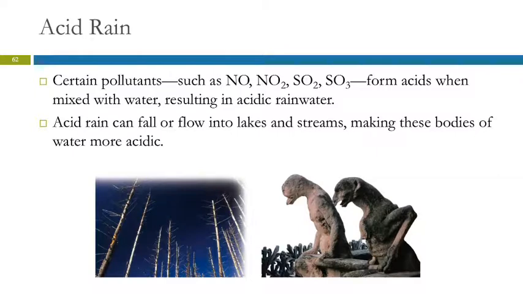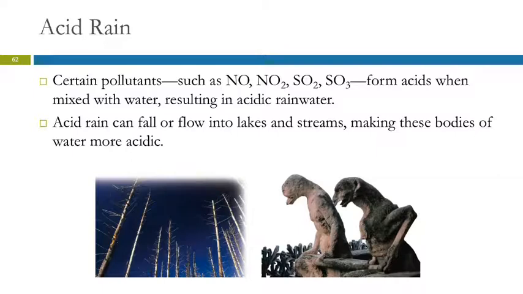So some pollutants, such as nitrogen monoxide, nitrogen dioxide, sulfur dioxide, and sulfur trioxide, can form acids when they combine with water. So there's water in the atmosphere, right? There's humidity and there's clouds, and when it rains, these compounds, along with the water, can form acids. And so that makes the rainwater acidic. Now, is it straight sulfuric acid or sulfurous acid? No, but it's slightly acidic because of these pollutants.